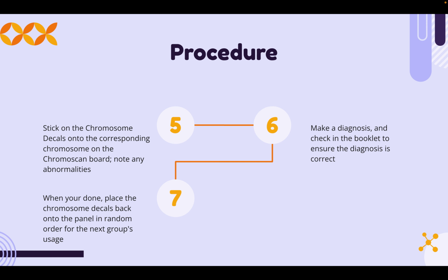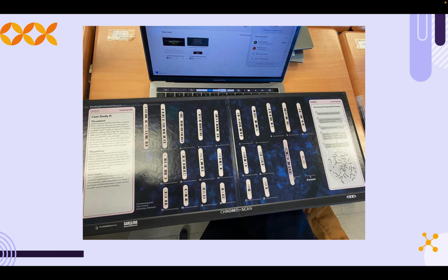Then we stuck the chromosome decals onto the corresponding chromosome on the chromoscan board, and we noted any abnormalities. Then we made a diagnosis and checked in the booklet to ensure the diagnosis was correct. And we were done. We placed the chromosome decals back onto the panel in random orders for the next group's usage. And in this picture, you can see that our case's X and Y chromosomes were mutated because we found 2 X chromosomes.